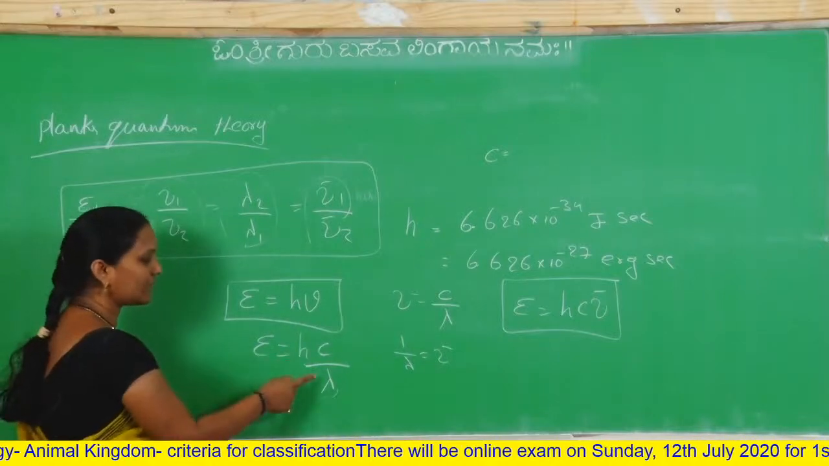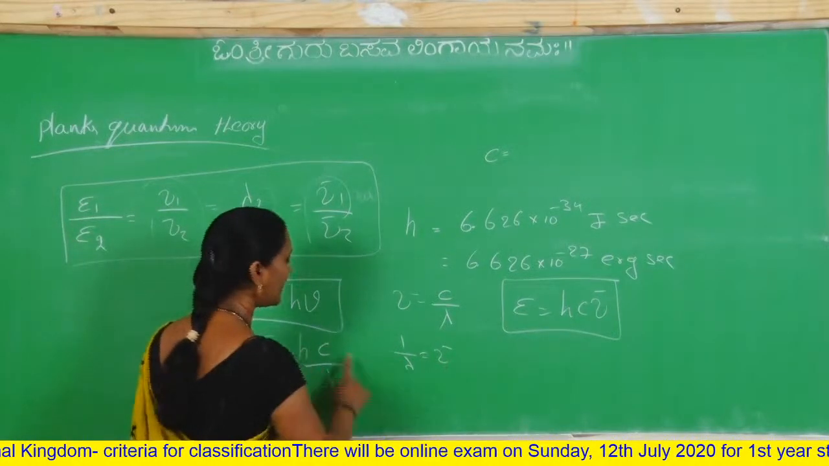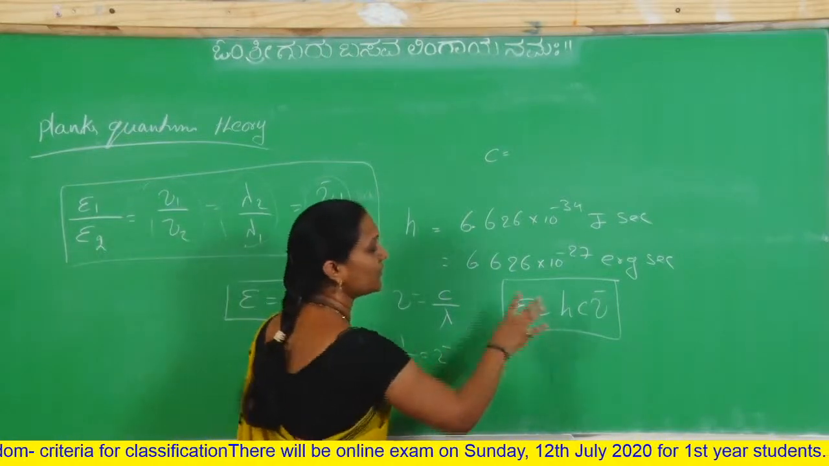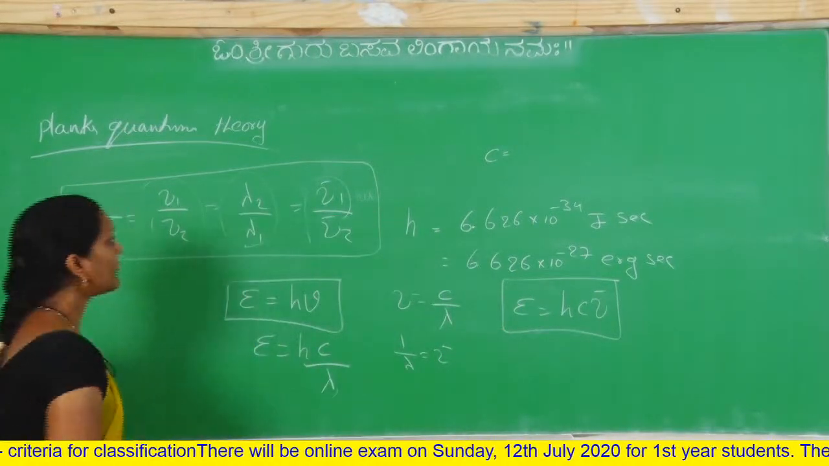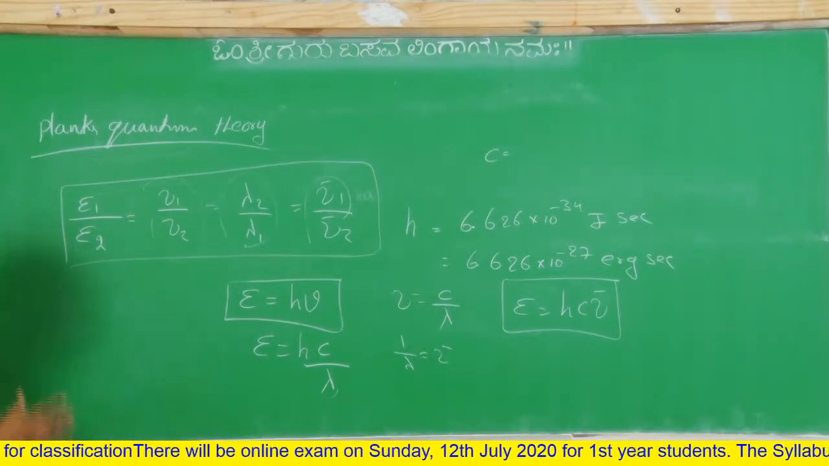Instead of nu, if lambda is given, substitute c by lambda. Instead of lambda, if nu bar is given, anyhow we know 1 by lambda is equal to nu bar. So E is equal to h c nu bar. Finally, this is the relation. Okay, E1 by E2 is equal to, what is the relation?